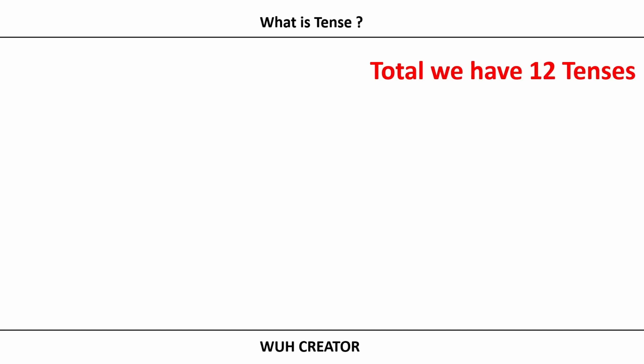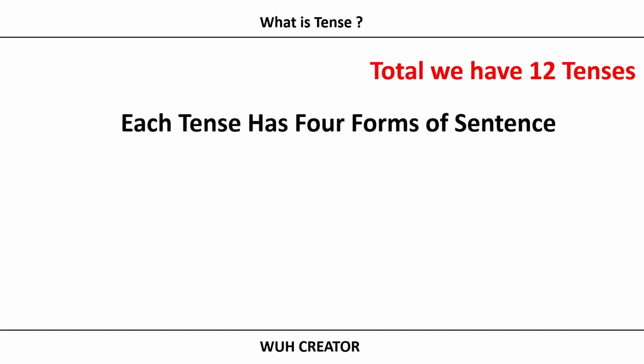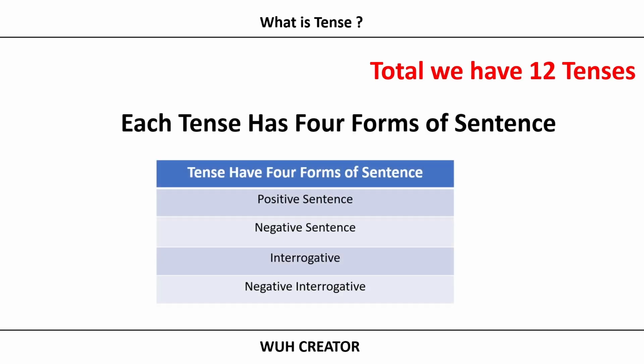In addition, each tense can be used in 4 sentence forms: positive, negative, interrogative, negative interrogative. In our upcoming videos, we will discuss each tense in detail, learn its structure, understand its usage, and practice all 4 sentence forms with plenty of examples. This step-by-step approach will help you master English tenses and improve both your speaking and writing skills.